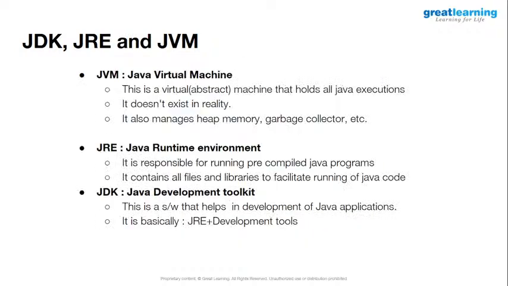Okay, now we have a JVM. This JVM doesn't exist exactly, right? There is no such thing as a JVM, it's an abstract. What do I mean by abstract? Which is not present, which is just a virtual thing. This is a virtual machine that holds all our execution. This is responsible for our executions. It doesn't exist in reality.